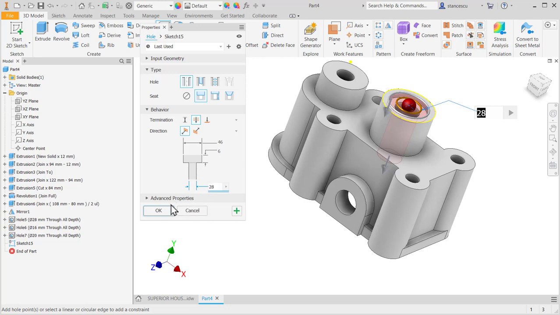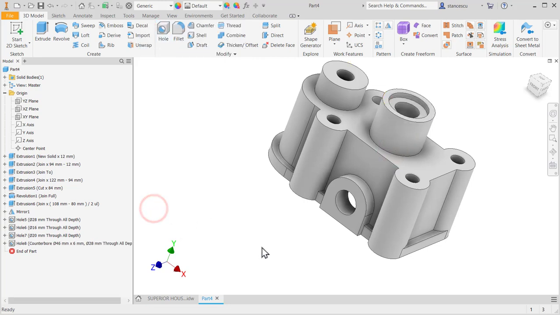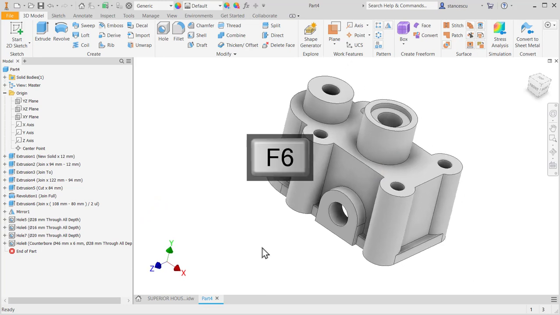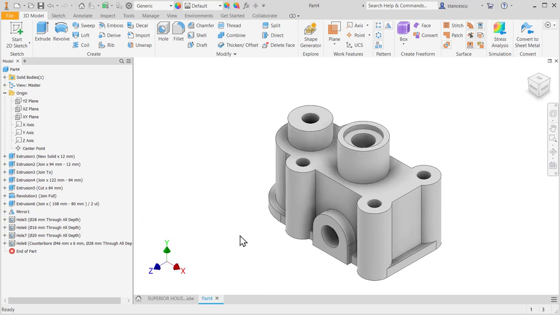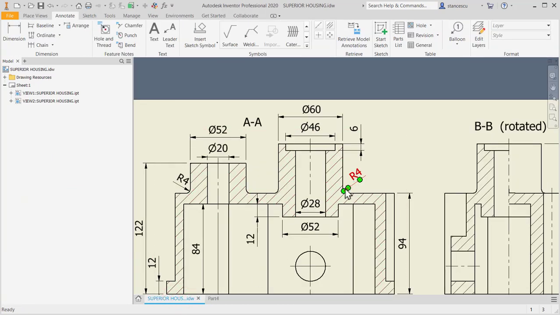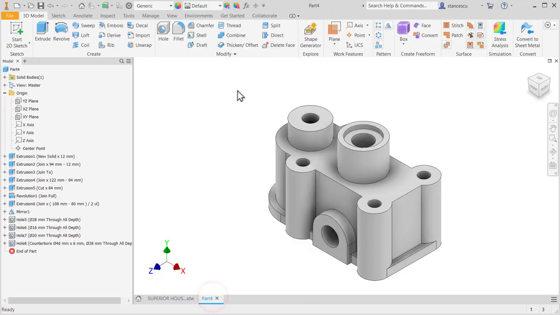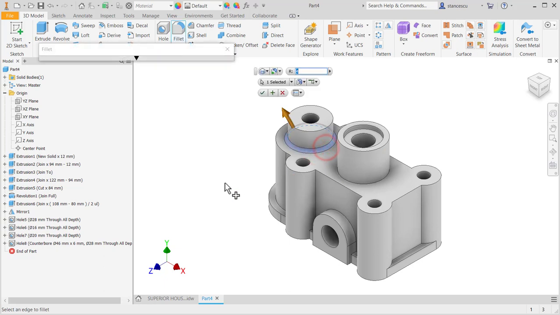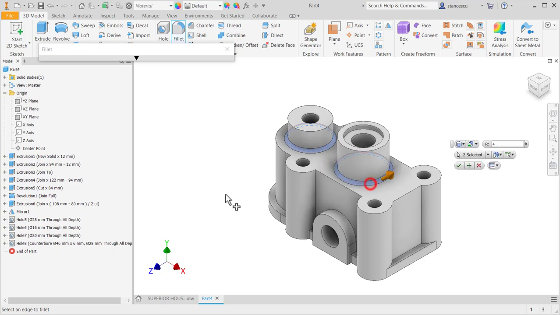The others are okay. So, this is our part. There are 2 fillets at the bottom of cylindrical protuberances. 4 is already selected. Okay.